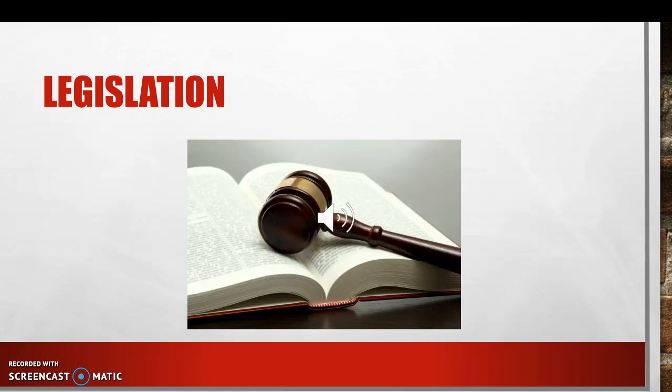A few pieces of legislation relating to copyright and fair use to mention are the Copyright Act of 1909, which allowed for original work to be copyrighted for 28 years after production, and the Copyright Act of 1976, which is still a basis for copyright law today.